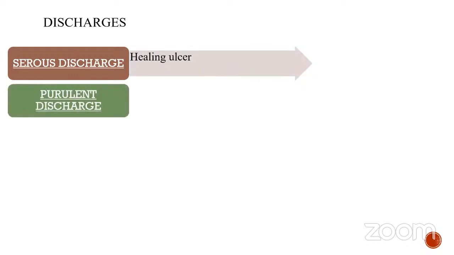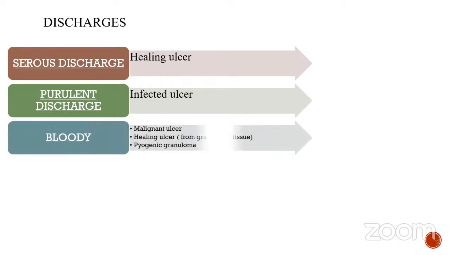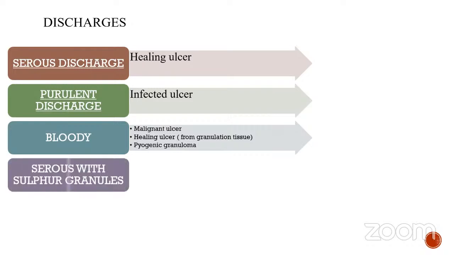Whereas if the discharge is purulent, it indicates that some kind of infection is happening to that ulcer. It's not healing. Some kind of organism has infected the ulcer. Third one is bloody discharge. Bloody discharge can happen in granulation tissue. One of the features of granulation tissue is that it might bleed. So bleeding can be a feature of healthy granulation tissue forming in a healing ulcer. But if it's too much, it indicates that the ulcer has malignant features. Even pyogenic granuloma will also have bloody discharge.